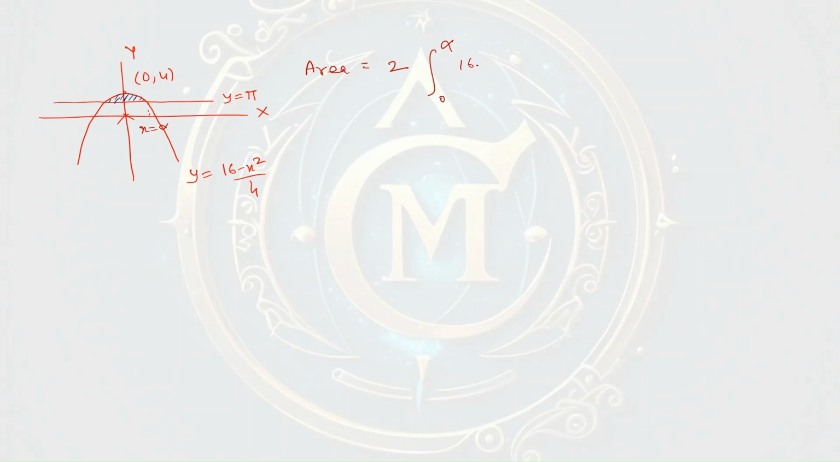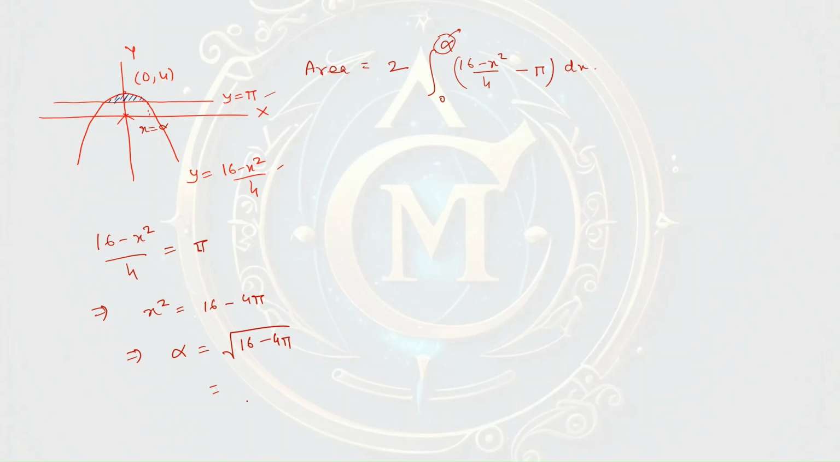So the upper curve is 16 minus x square divided by 4, then the lower curve is y equal to pi, integrated with respect to dx. Now we need to calculate this alpha. So alpha we can calculate easily. We have to simply equate these two. That means 16 minus x square divided by 4 is pi, or x square is 16 minus 4 pi, or x is alpha, so alpha is root under 16 minus 4 pi, or we can write this as 2 root under 4 minus pi, as alpha is positive here.